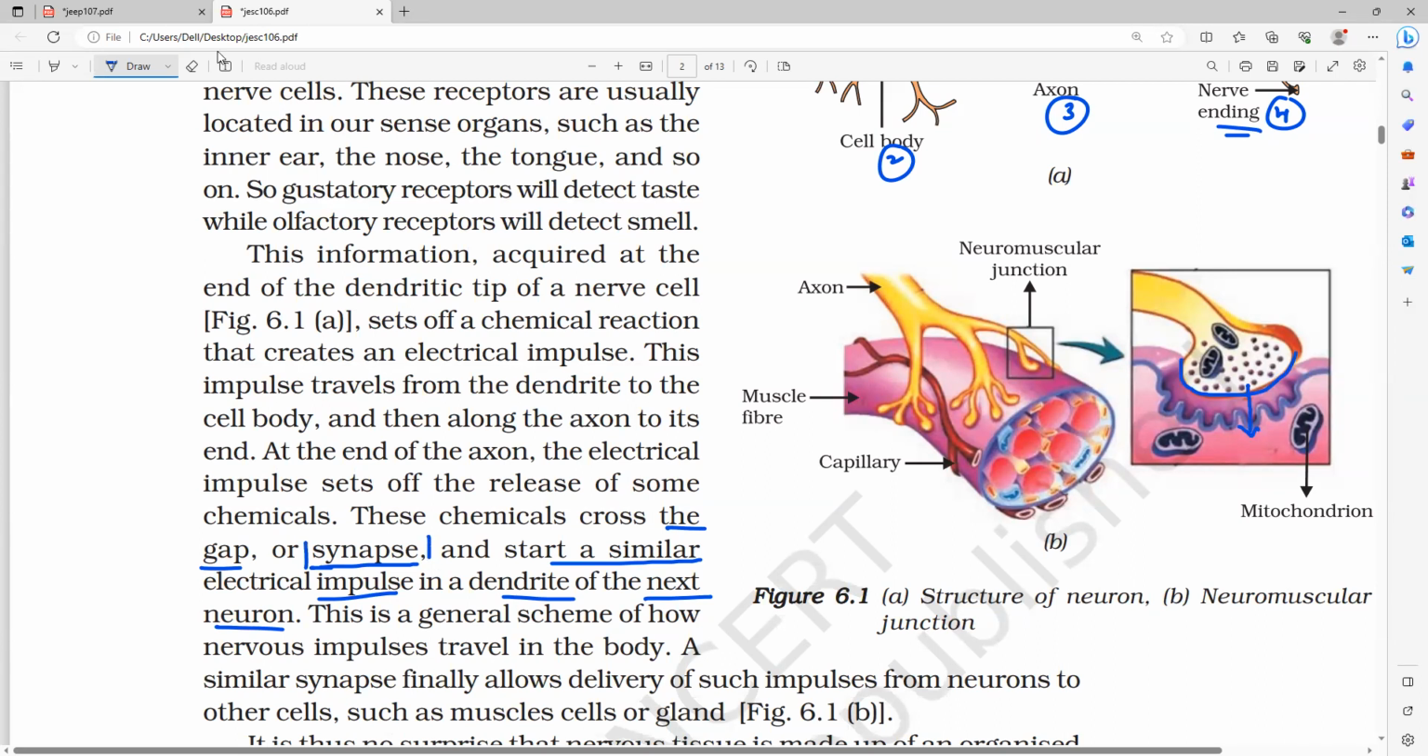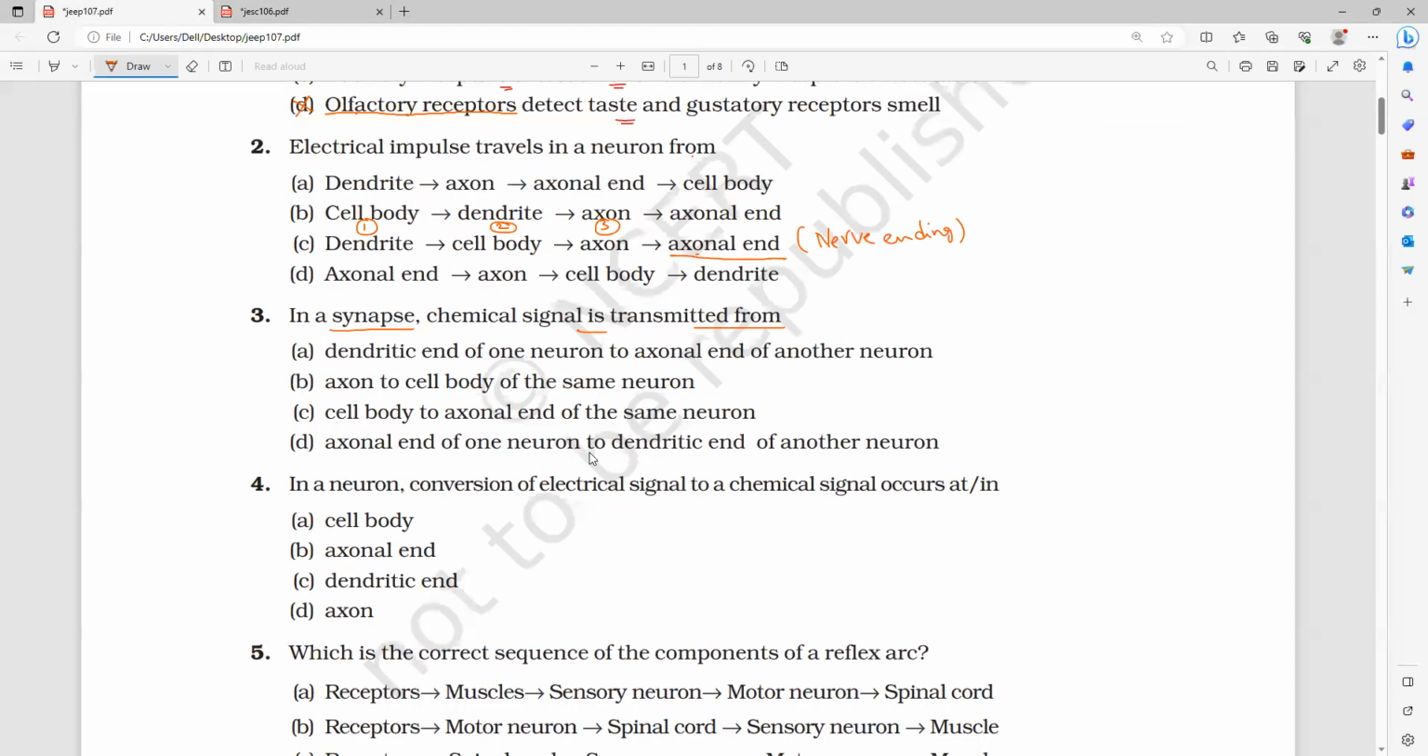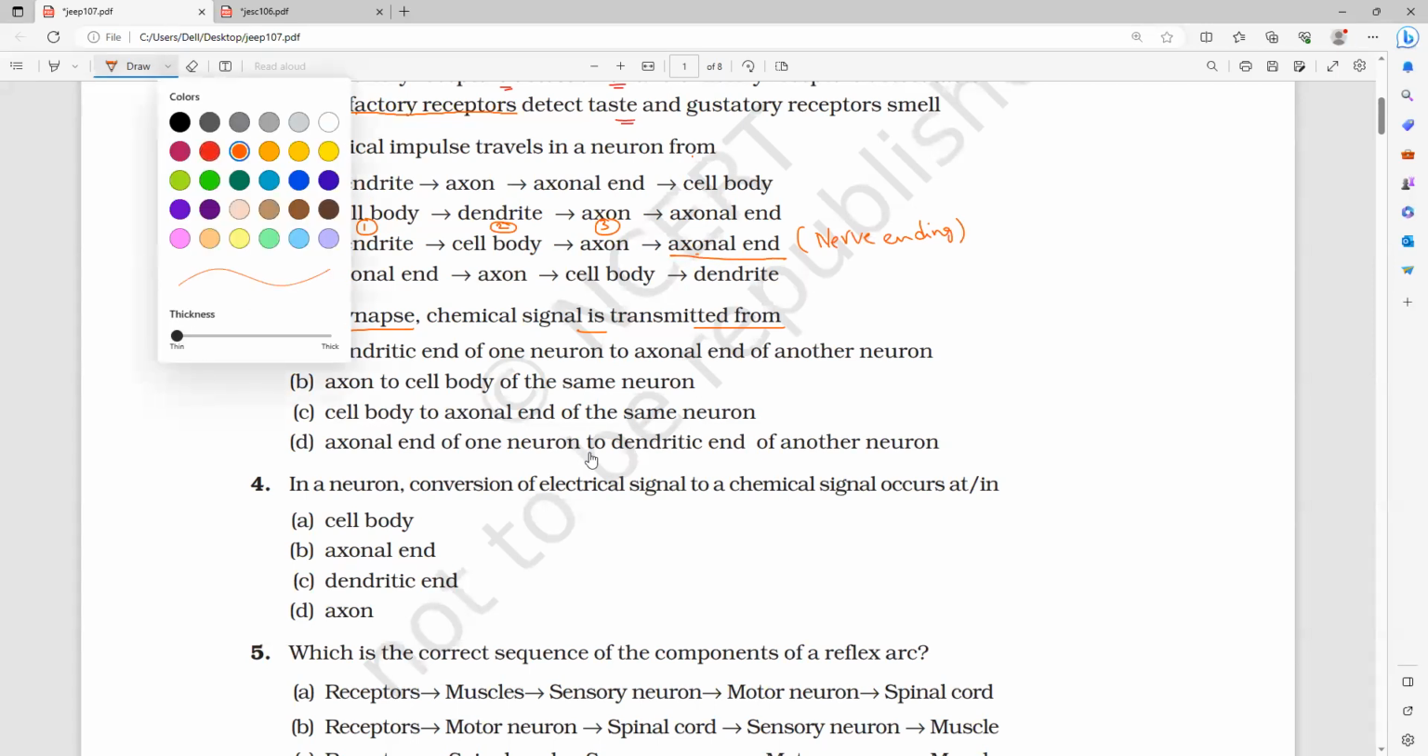The gap is called a synapse. So what is that, everybody? I have given you the definition also. Am I right? Definition is given or not? So all of you check it.